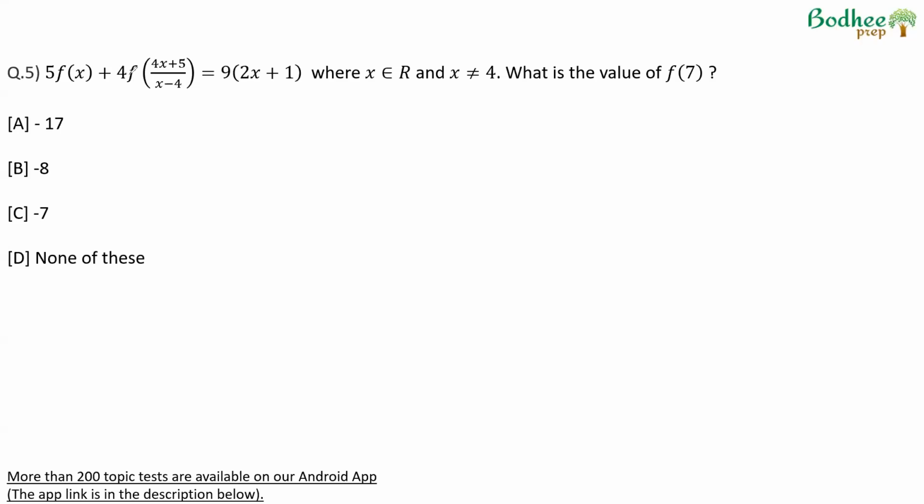5 times f of x plus 4 times f of (4x plus 5) upon (x minus 4) is equal to 9 times (2x plus 1), where x is a real number and x is not equal to 4 because of this. What is the value of f7?